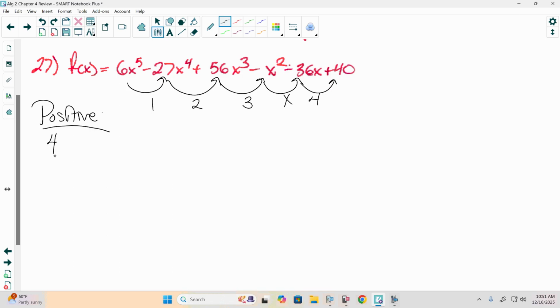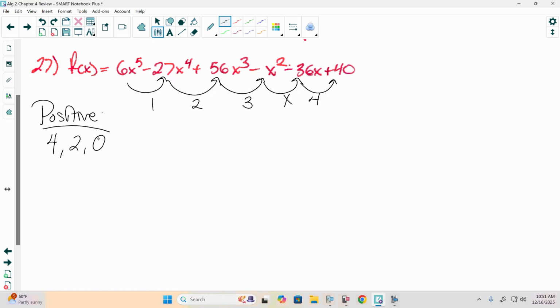So the most positive zeros we could possibly have is 4 or an even number less than it. So if we wanted to list out all the possible cases, we could have 4, we could have 2, or we could have 0 positive solutions. Now, how they connect with the negative and complex, we will have to list out.